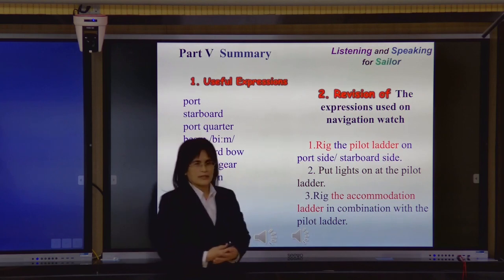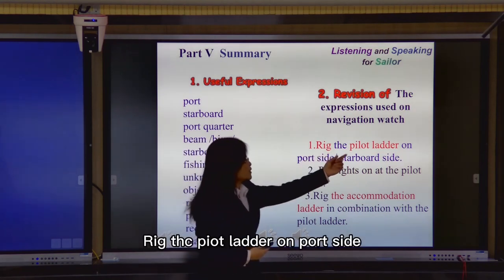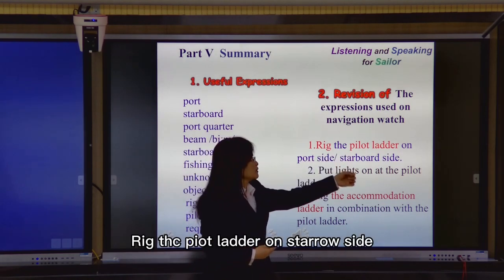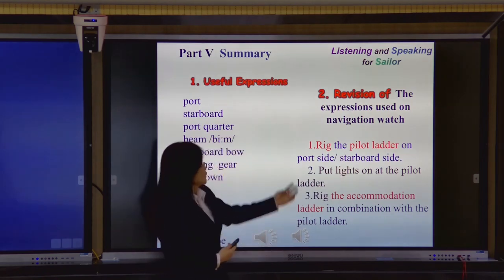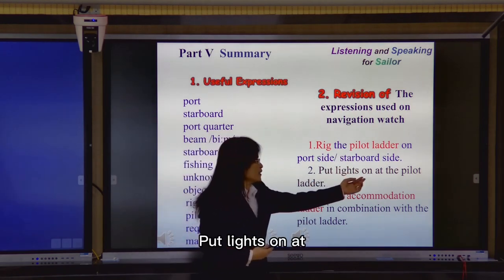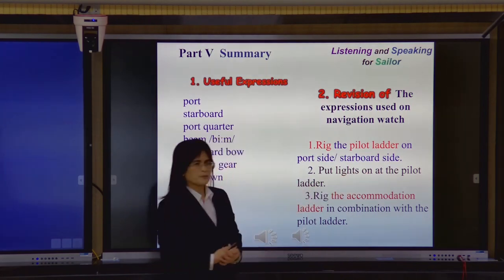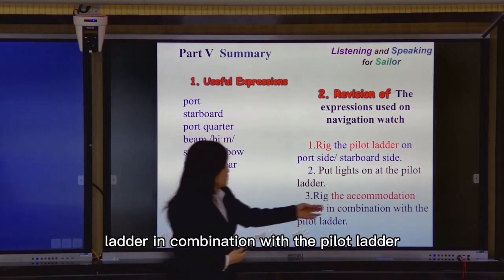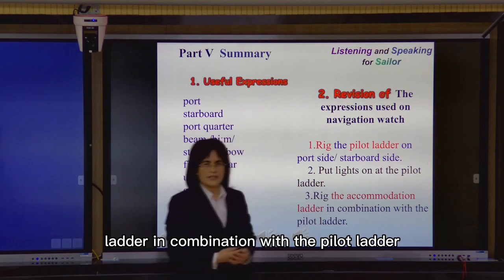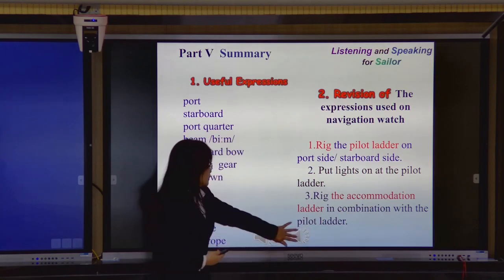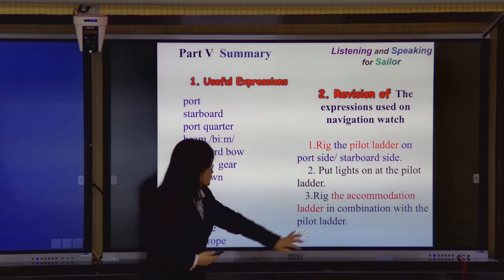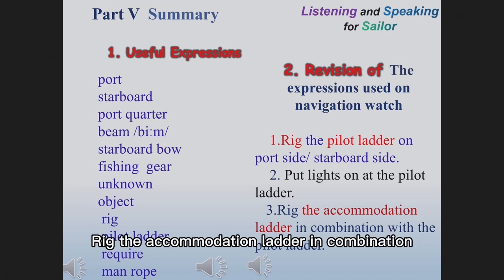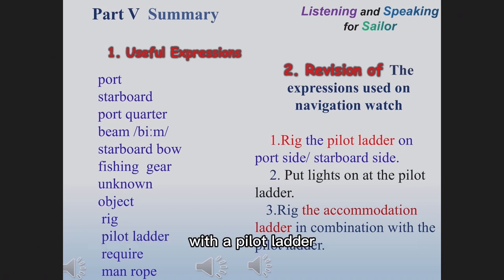Rig the pilot ladder on port side. Rig the pilot ladder on starboard side. 2. Put lights on at the pilot ladder. 3. Rig the accommodation ladder in combination with the pilot ladder. 2. Rig the accommodation ladder in combination with a pilot ladder.